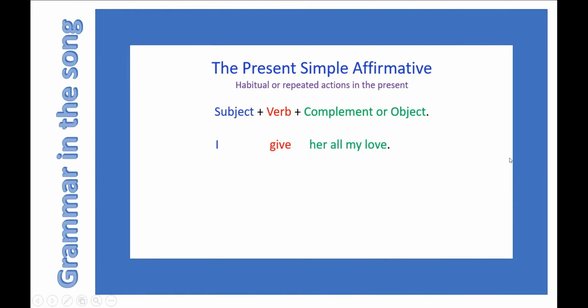First we have, "I give her all my love." This sentence represents that the subject, in this case, I, gives a woman all my love all the time. That is something that is not going to change.